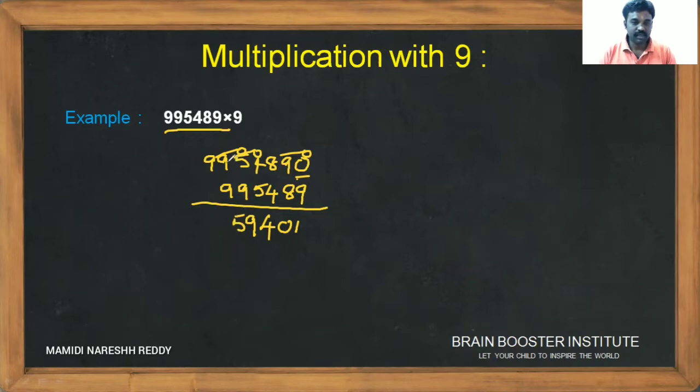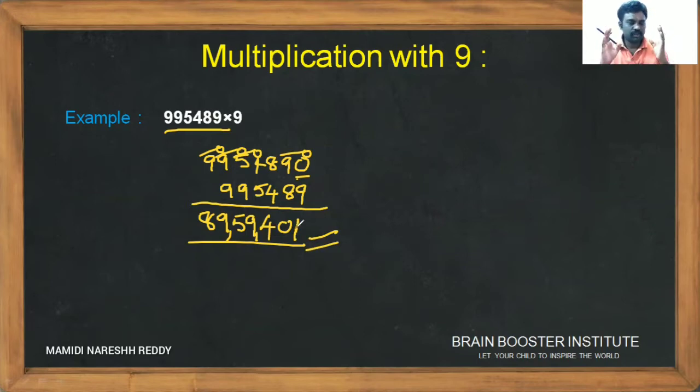8 will be there, and we cannot subtract 9 from 8, so take a carry forward. 18 minus 9 is 9. And here will be 8. So the answer is 89 lakhs 59,401. It's very easy to do. Just add the 0, and from the result, just subtract the given number. Was it awesome? Let's go with the next one.